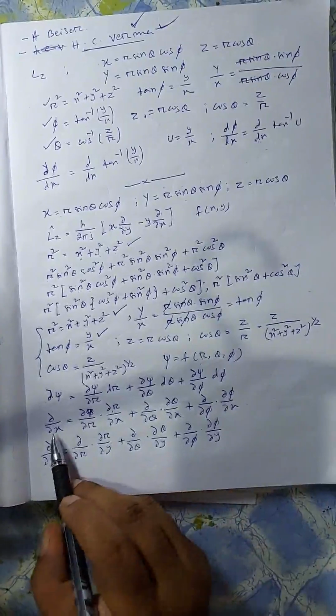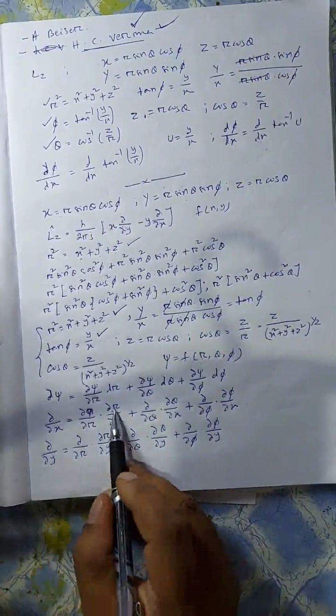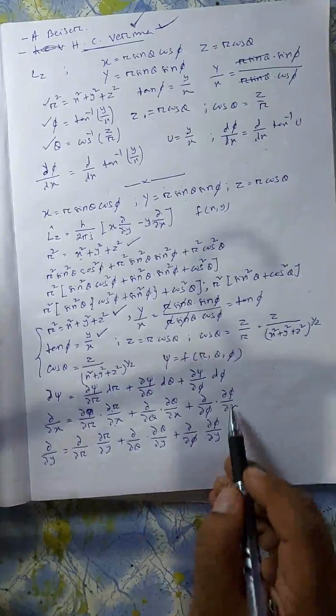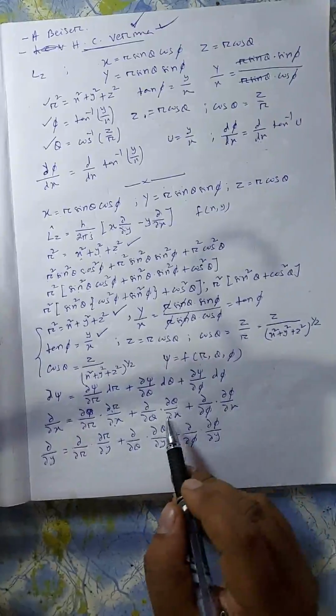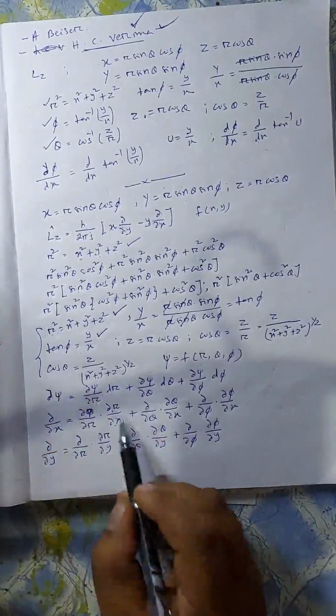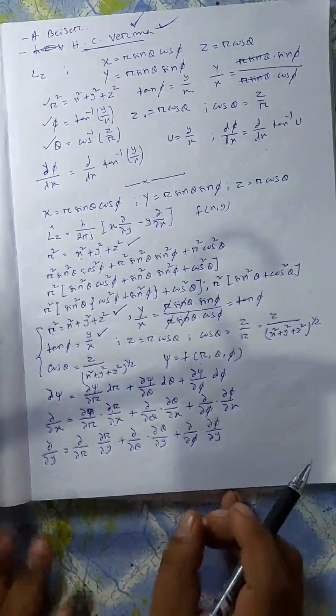Then in order to find out dou by dou x, we need dou r by dou x, dou theta by dou x, dou phi by dou x. Then how do we get these? Now r we know, this is r. Then dou r by dou x, how to find out?